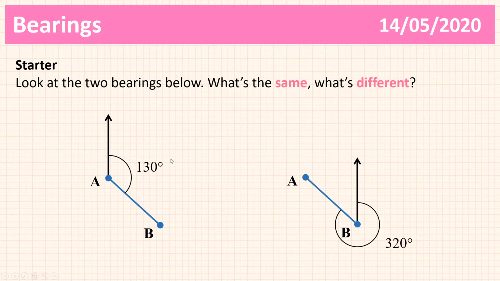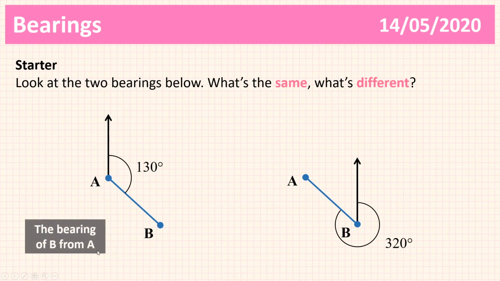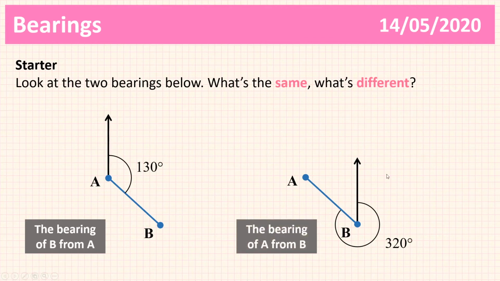Okay, so if you have a look, both bearings have a north line like they're supposed to. Both angles are measured using 3 digits. We have our hundreds, tens, units, hundreds, tens, units. The only difference is the bearing on the left is the bearing of B from A, and the bearing on the right is the bearing of A from B.